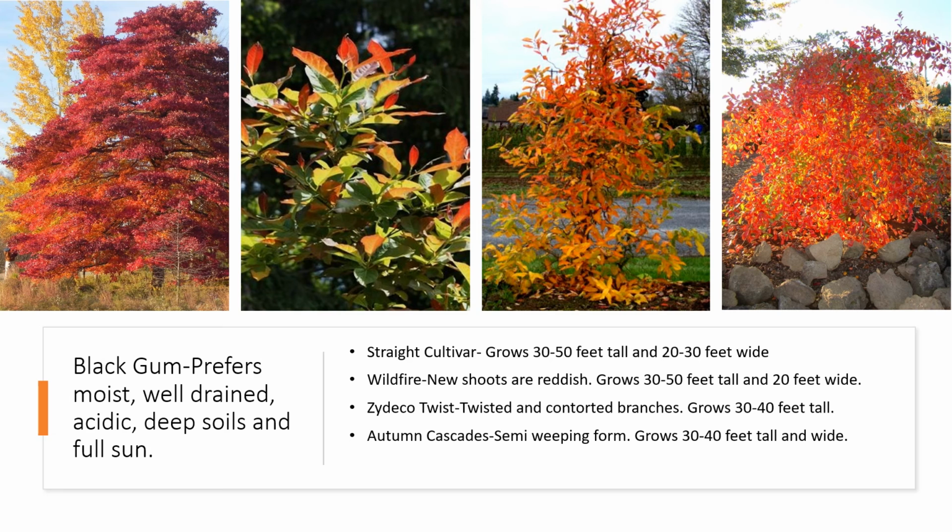And if you look closely at the branches, you can see they are twisted. They contort, kind of like a contorted filbert. And that one will grow 30 to 40 feet tall. It's not quite as big just because of the twist in the branches. And then on the right there, if you want something a little smaller or cascading, there's Autumn Cascades, which is a semi-weeping form, and it grows about 30 to 40 feet tall and wide. But any of the varieties out there on the market today are gorgeous. Usually you're going to get a red fall color, but sometimes you may get a yellowish or an orange too. But it is a fabulous tree. Very little insect problems or disease problems on these as well.